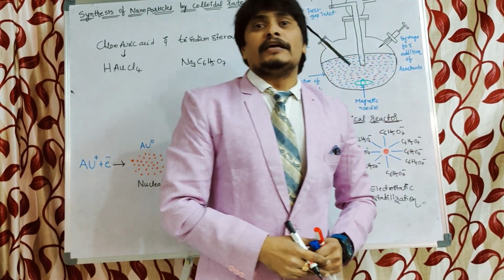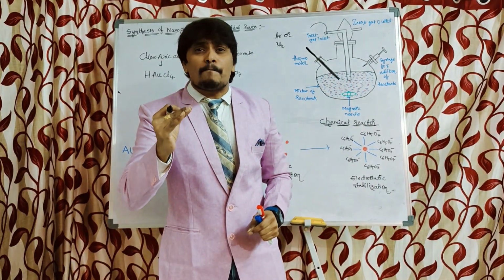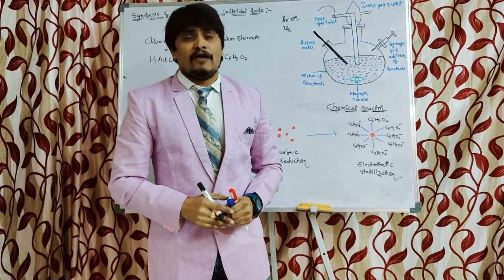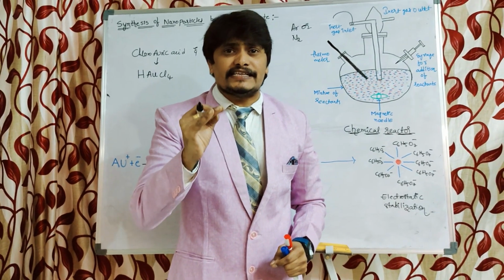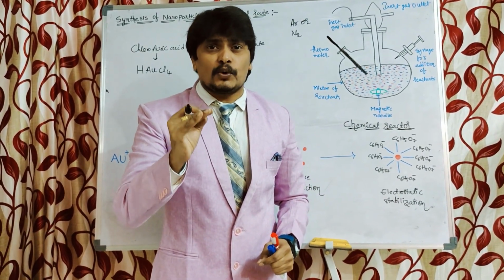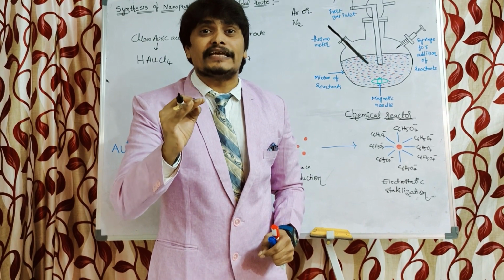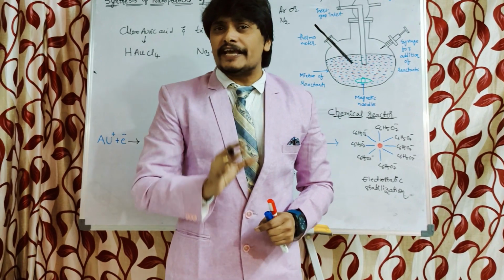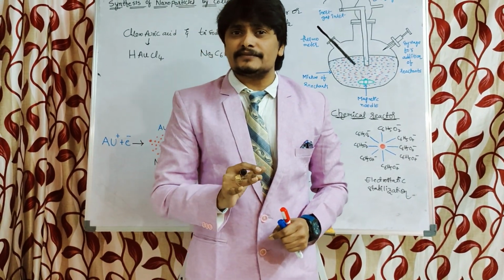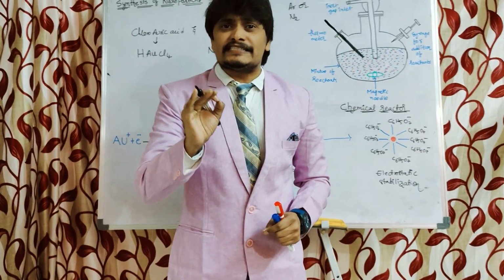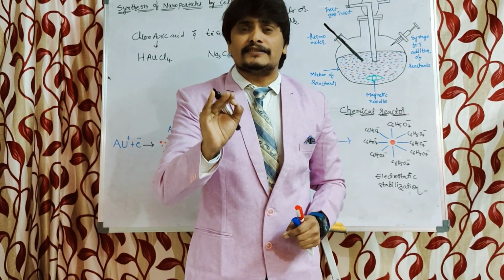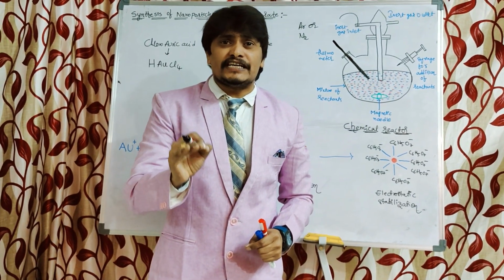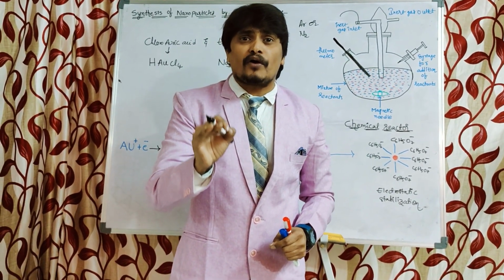Now, there is no need to memorize the products which are going to be obtained when the chloroauric acid is reacted with the trisodium stearate, which is the reducing agent. Now see students, what is a reducing agent? What is the job of the reducing agent? A reducing agent is the substance which reduces the other. Here the sodium stearate is the reducing agent which reduces the chloroauric acid.